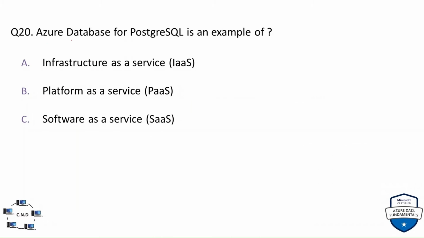Question number 20 is that Azure Database for PostgreSQL is an example of. Again, we have the three options of the cloud infrastructure: IaaS, PaaS, and SaaS. And the correct option this time is platform as a service. So when a cloud provider gives you a ready-made database that you can use, or it gives you a development platform, then this is an example of PaaS. And if you want to deploy your own database, then you need infrastructure as a service.